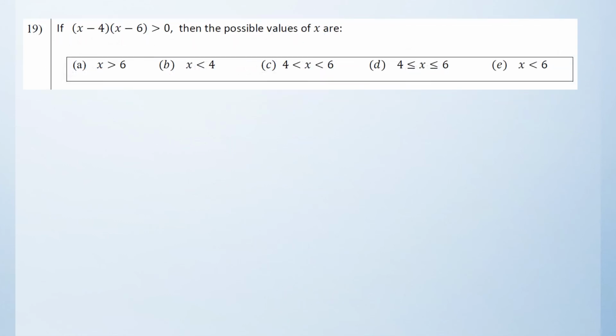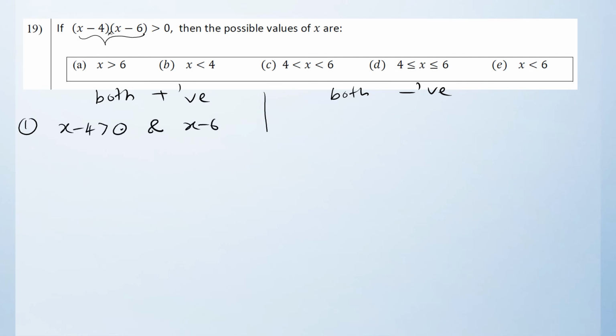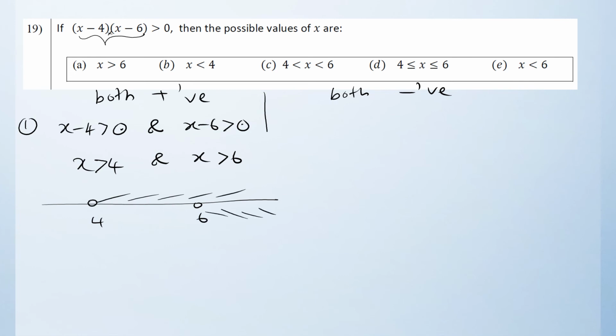Question number 19. The multiplication of these two is positive. Then what are the possible values for x. So basically, the multiplication of any two real numbers can be positive when both are positive and when both are negative. So we can consider the case where both are positive. That means x minus 4 positive and x minus 6 positive. So we have x greater than 4 and x greater than 6. So 4 here, 6 here, greater than 4 and greater than 6. So finally what we have is x greater than 6.